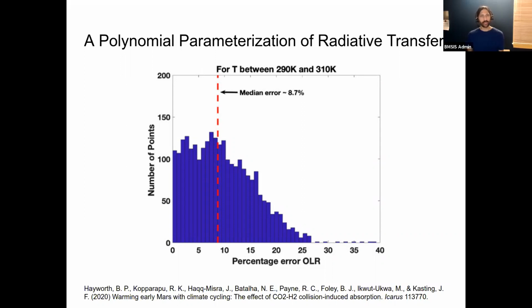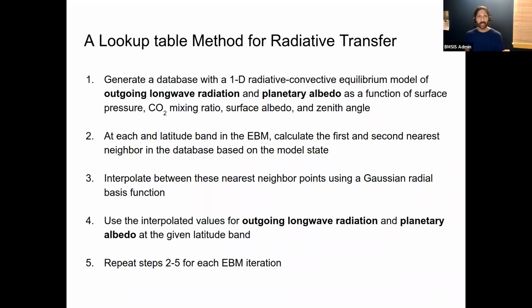And so what I've developed, and in the current version of the EBM, is a lookup table method for radiative transfer. What we do is the same thing we start with for the polynomial fit. We generate a database with these one-dimensional radiative convective equilibrium models, these column models, run thousands of them to generate a database with outgoing longwave radiation and planetary albedo as a function of properties like surface pressure, CO2 mixing ratio, surface albedo, and zenith angle. If we want to add other species, we can add other species as well.